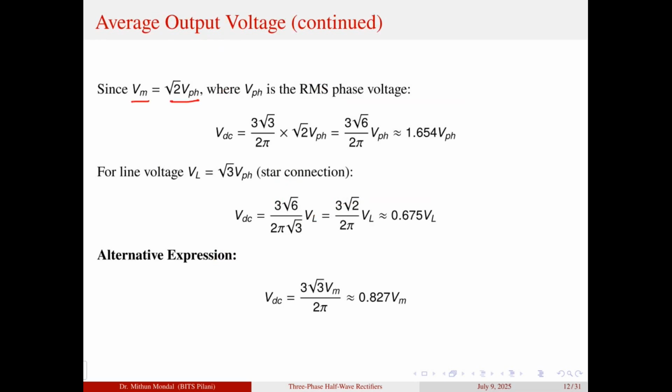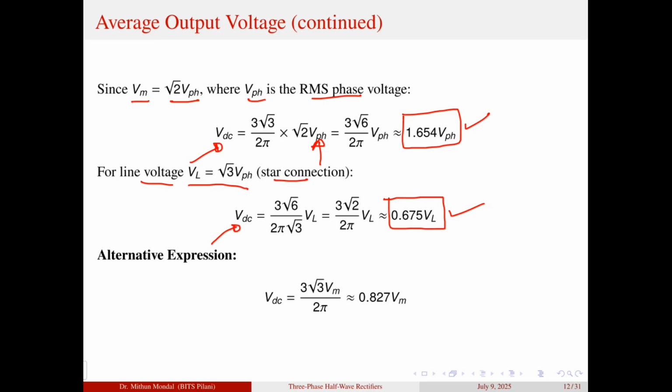Since the maximum voltage is root 2 times the phase voltage, where V phase is the RMS phase voltage, if we put VDC in terms of V phase in the previous expression, we get around 1.654 times the phase voltage. And the line voltage is root 3 times the phase voltage, because it is a star connected network. So the DC voltage comes to around 0.675 times the line voltage. So this is in terms of phase voltage, and this is in terms of line voltage. An alternative expression of DC: 3 root 3 Vm by 2 pi is approximately equal to 0.827 times the maximum value Vm. So we can represent this DC voltage in terms of the maximum voltage, the line voltage, or the phase voltage.